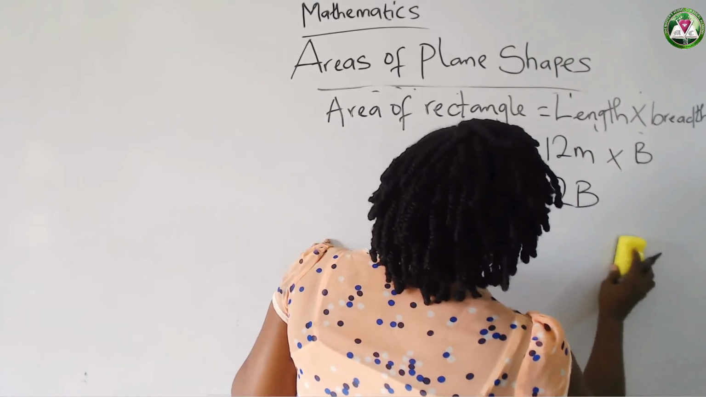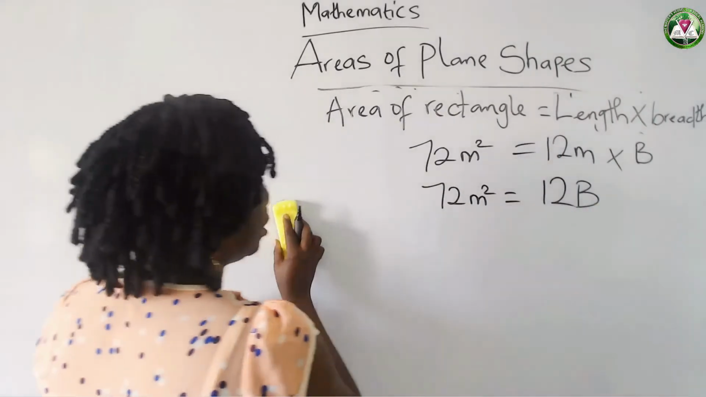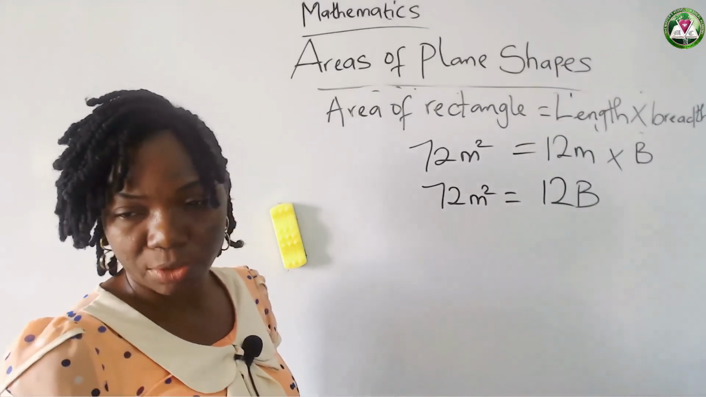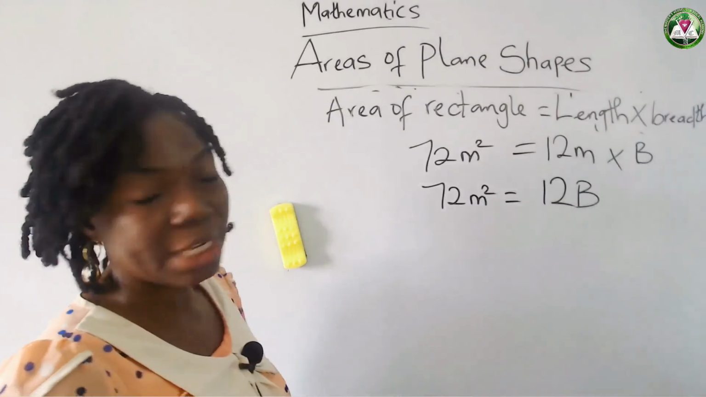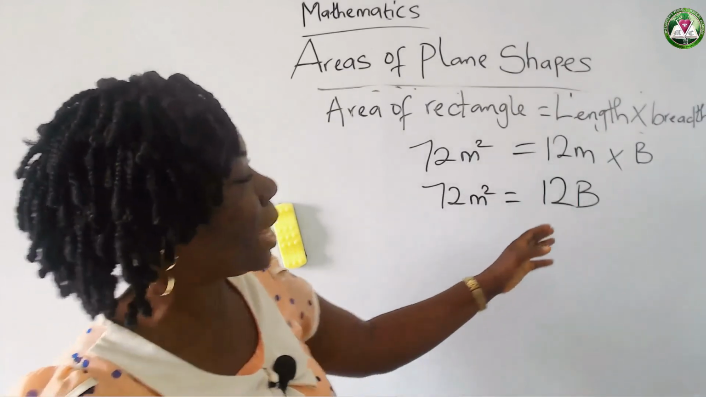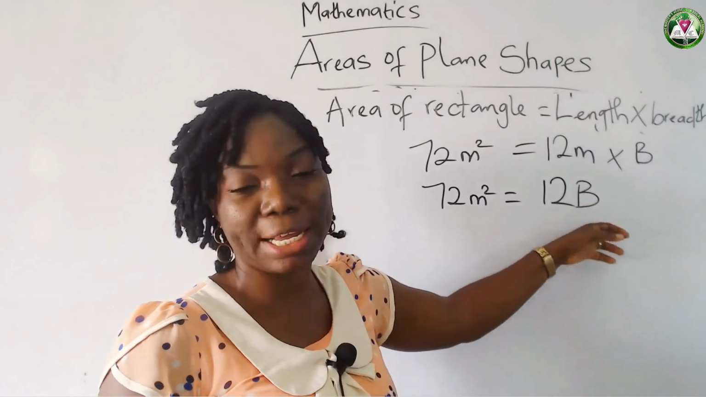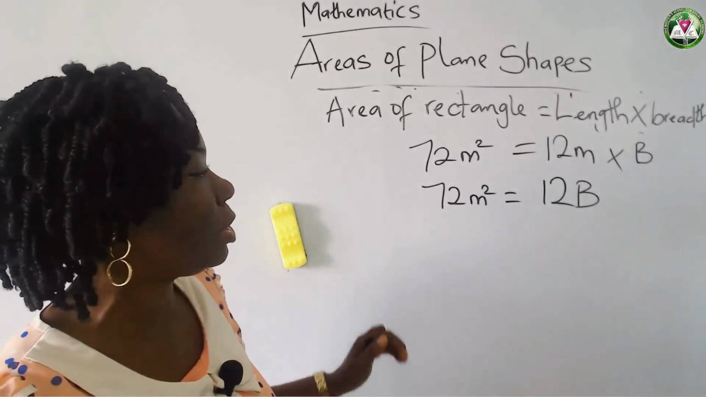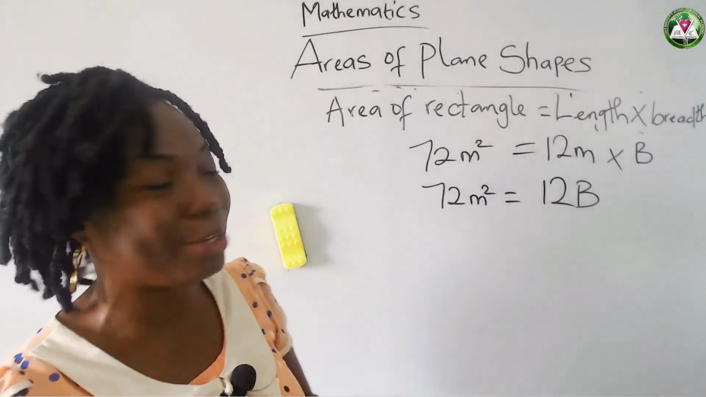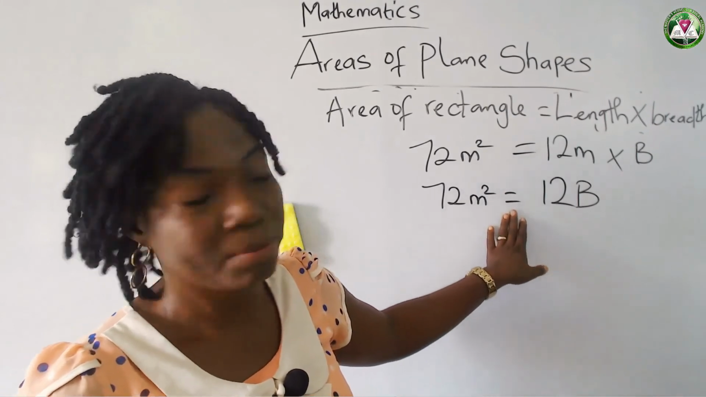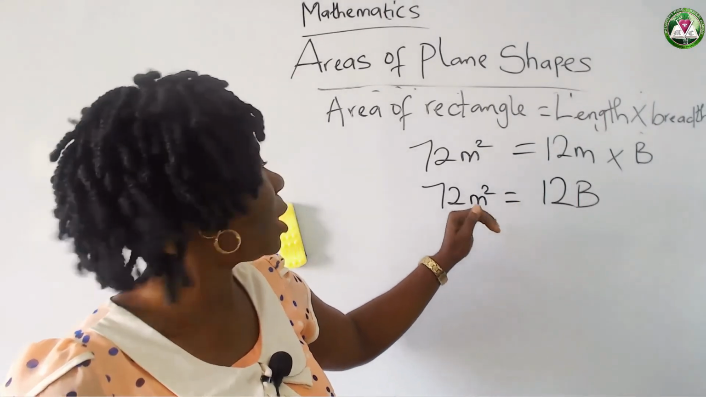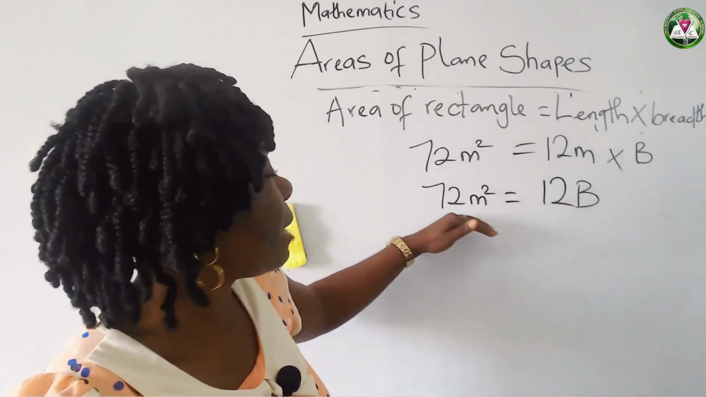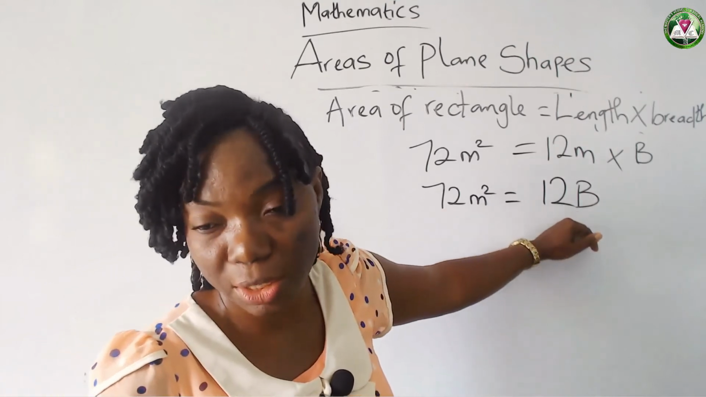Now when we have this kind of expression, this is an algebraic expression, a situation where a letter is representing a number. It means that when we multiply that number by 12, we will have 72. What we do here is to divide both sides. You can see that we have an equality sign here. This equality sign shows that what is on this side is supposed to be equal to what we have here. So, whatever you do to this side, you will also do to this other side.